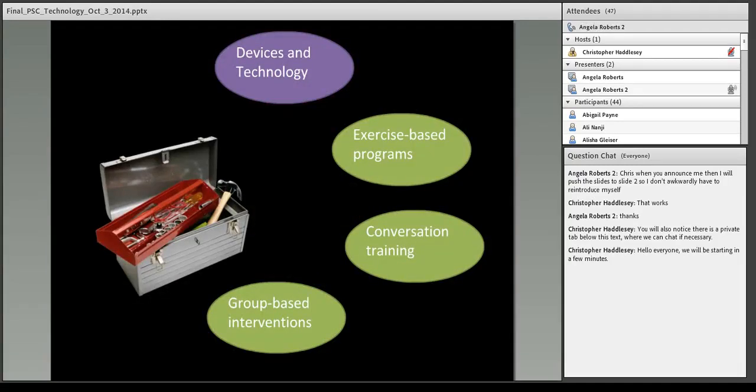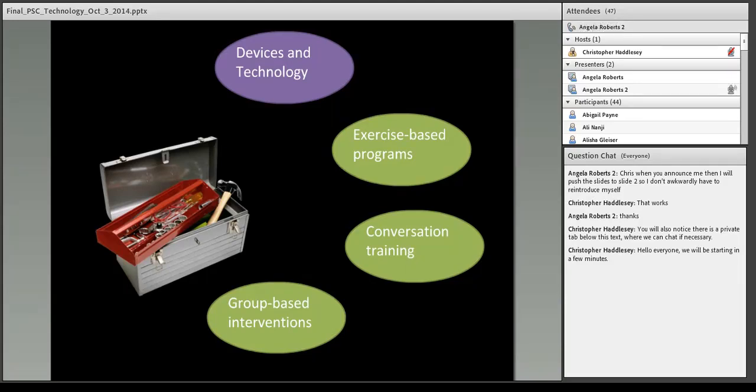So the focus today really is on devices and technology, and I promise to not go down my typical path of exercises and conversation training as well. I'm going to stay focused today really on the device and technology component. But the use of devices and technology really is just one component of the options that we have for taking care of and managing some of the communication challenges that we have in PD.